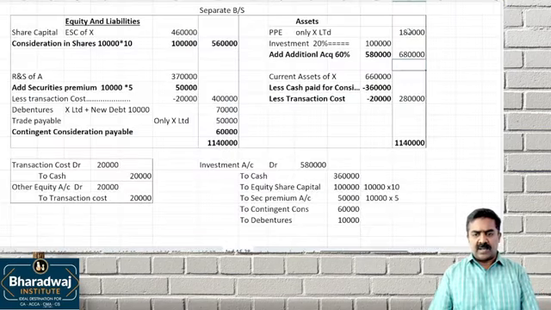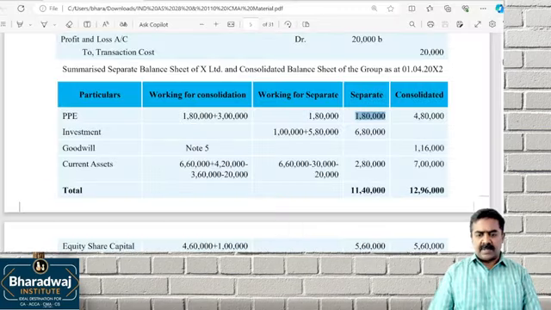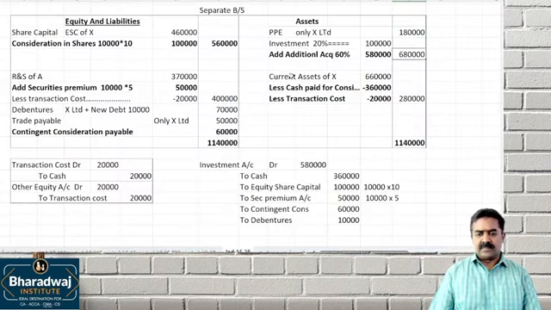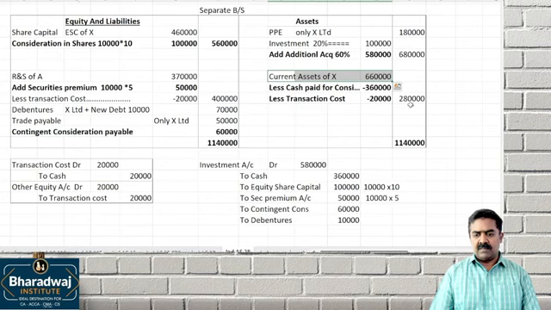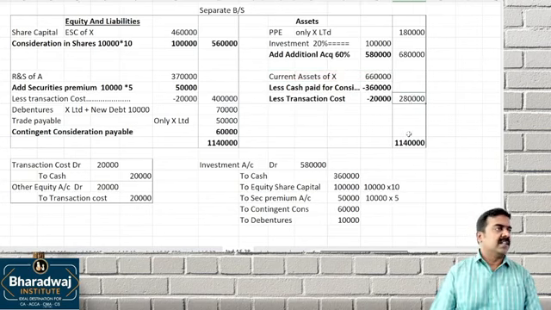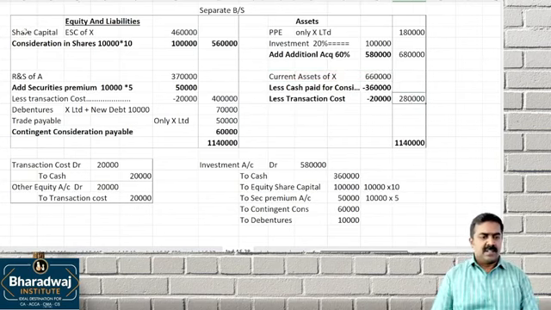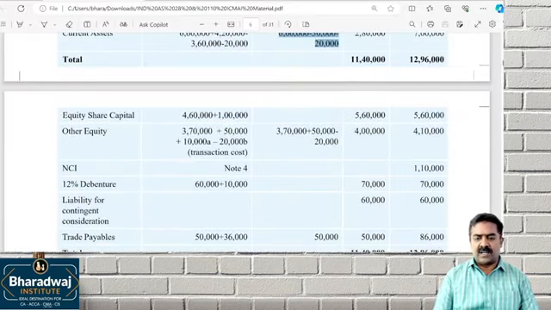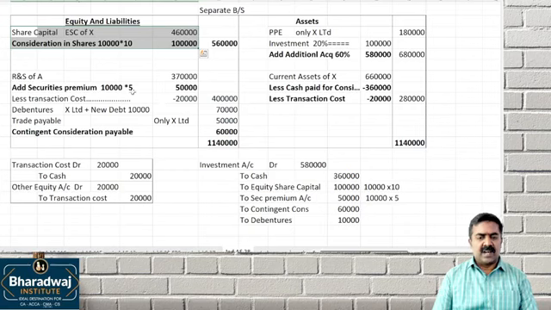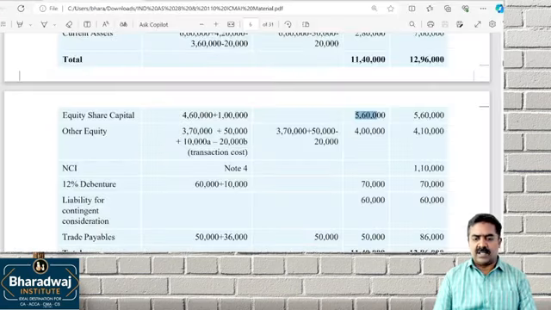PPE, this 1,80,000. Investment 1 lakh plus 5,80,000, 6,80,000. Current assets 6,60,000 minus 30,000 and 20,000, we get 2,80,000. The answer is already given in the material itself. Liability side, equity share capital 4,60,000 plus consideration given 1 lakh, 5,60,000. Other equity 3,50,000 plus securities premium minus transaction cost, it will be how much? 4 lakhs. Answer is given.